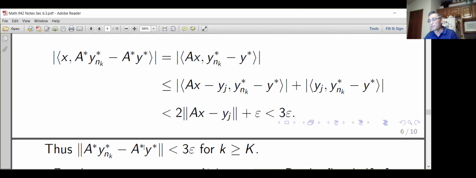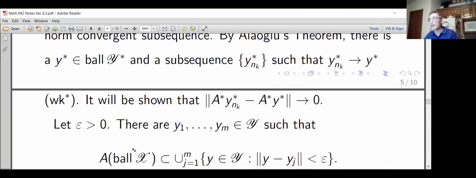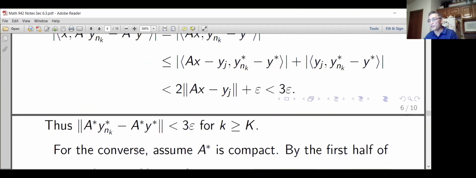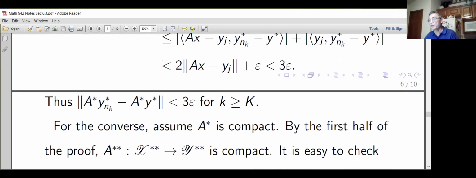So that is the proof of the first part. The first part is that if A is compact, then A star is compact. Now we are going to prove the converse. For the converse, assume A star is compact. Then by the first half of the proof, since this is compact, its dual, A double star, is compact.